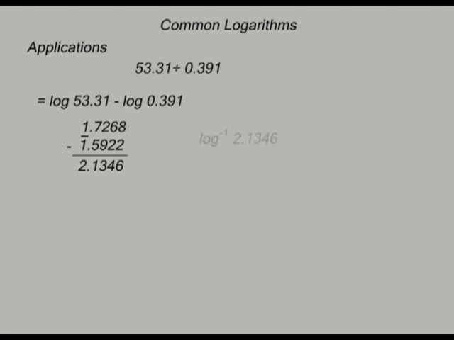Finally, the antilog of 2.1346. We start with 10 raised to power 2, and then the antilog of 0.1346, and the number is 1.361. And so our answer is 1.363 times 10 raised to power 2.